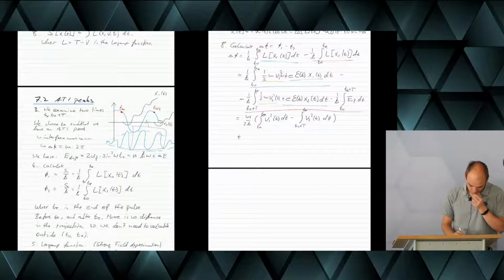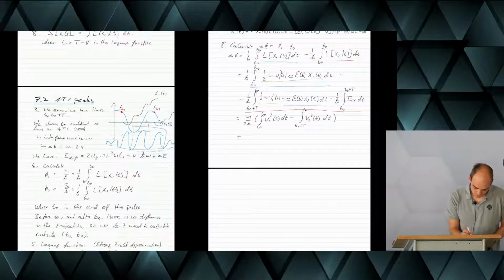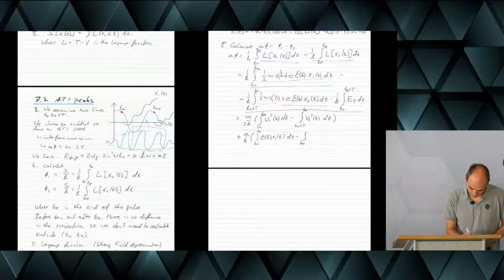Now comes, so this is this bright green, now comes the second integral: E over h bar, integral from T naught to T end of E of t x1 of t dt, minus the integral from T naught plus T to T end of E of t x2 of t dt.